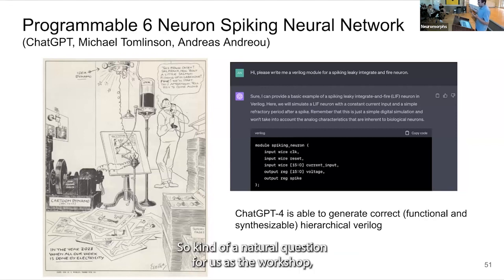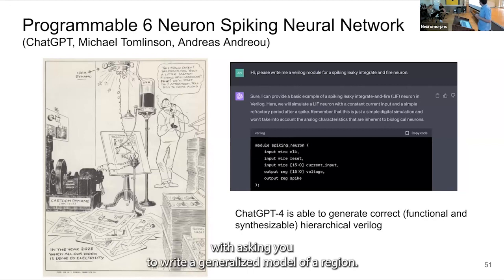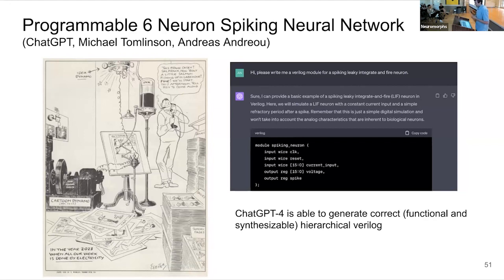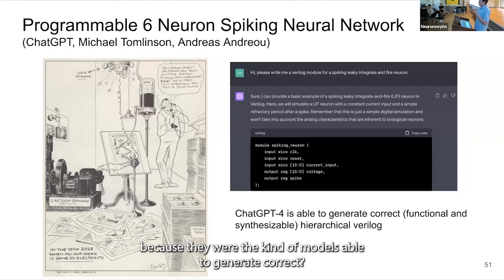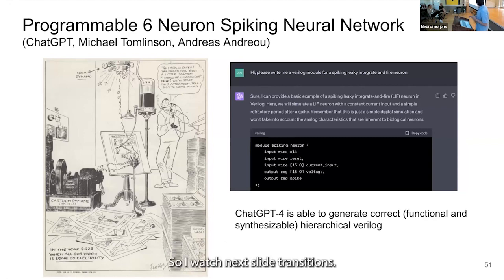So kind of a natural question for us at the workshop: how well can these tools generate neuromorphic hardware? Basically this started with asking ChatGPT to write a Verilog model of a leaky integrate and fire neuron. And it was actually pretty decent. The model is able to generate correct, so that's functional and synthesizable, hierarchical Verilog.